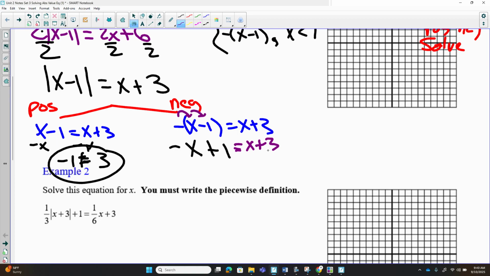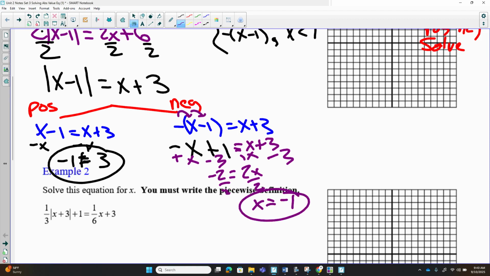But, all right. So add the x to both sides. I'm going to add it over here. I get 2x. I'm going to subtract 3 from this side over here. I'm going to get negative 2. Divide by 2. x is equal to negative 1. Everybody got that? Now, step 4.